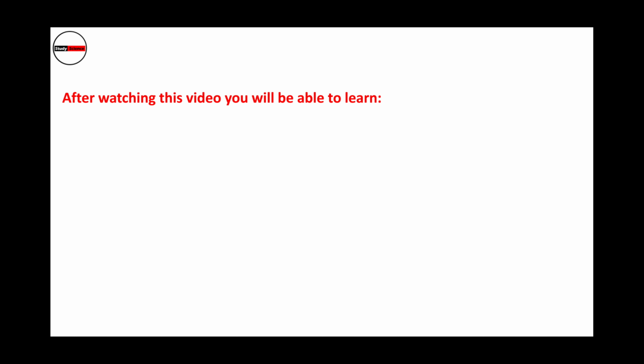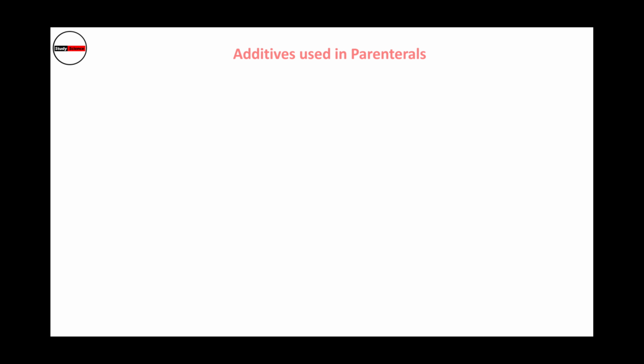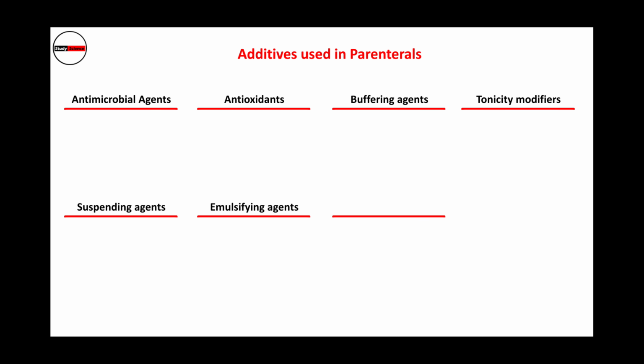After watching this video, you will be able to learn all about different additives for parenterals, like the purpose and different examples with their percent concentration. The different additives used in parenterals are the antimicrobial agents, the antioxidants, the buffering agents, tonicity modifiers, suspending agents, emulsifying agents, co-solvents, and the chelating agents. Let's see one by one with their role and with their examples with percent concentration.